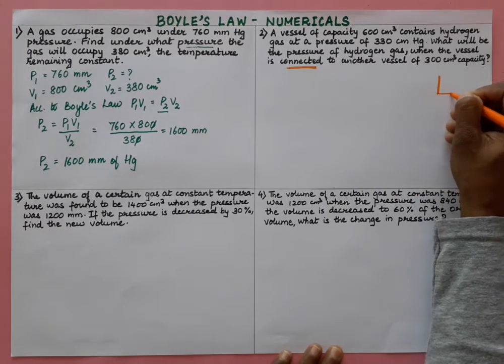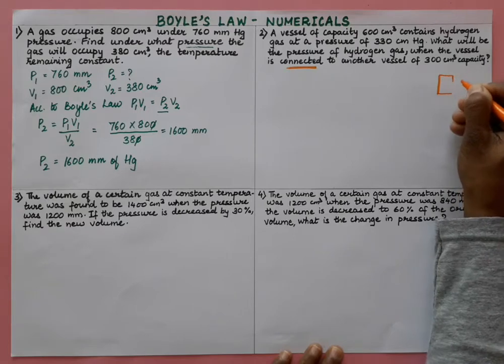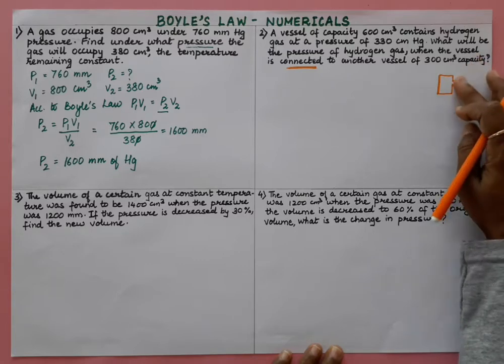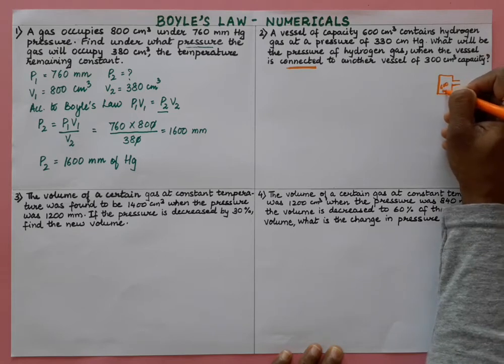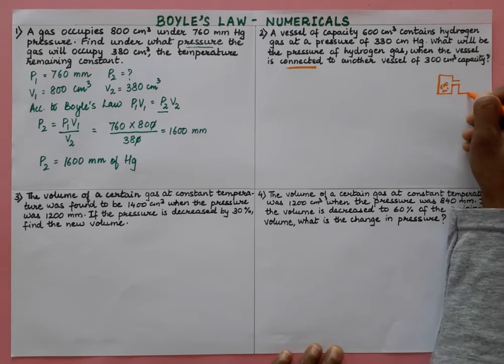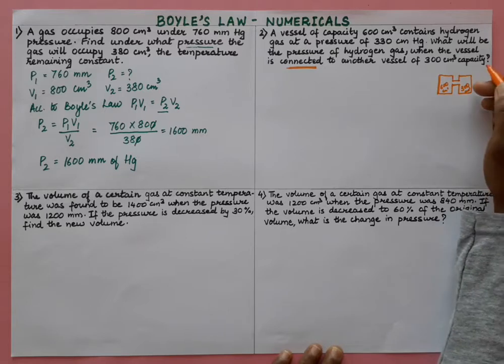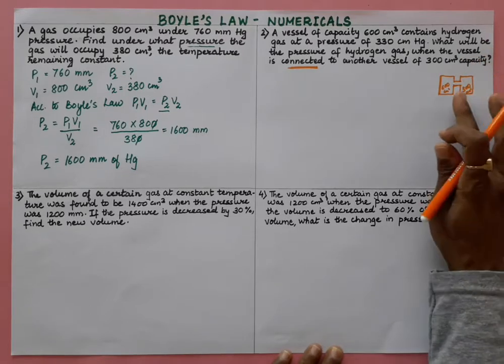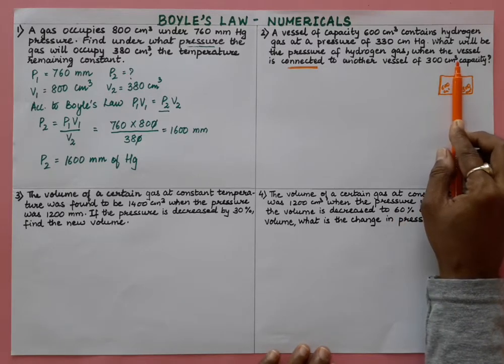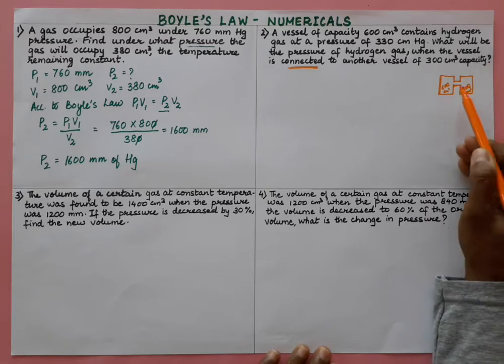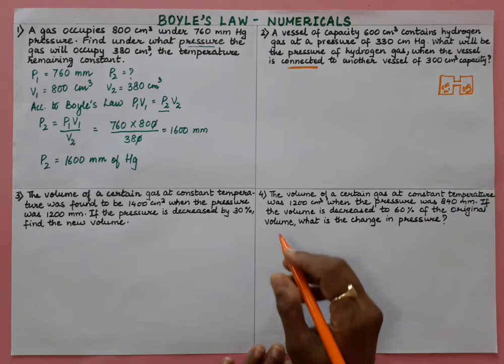See, here we have one cylinder, right? Now this cylinder is initially not connected. The capacity of this first cylinder is 600 cm³. Another cylinder has 300 cm³ capacity. So if both are not connected initially, this one has 600 and another one has 300 cm³ capacity. Now when they are connected with each other, we have to understand what happens.